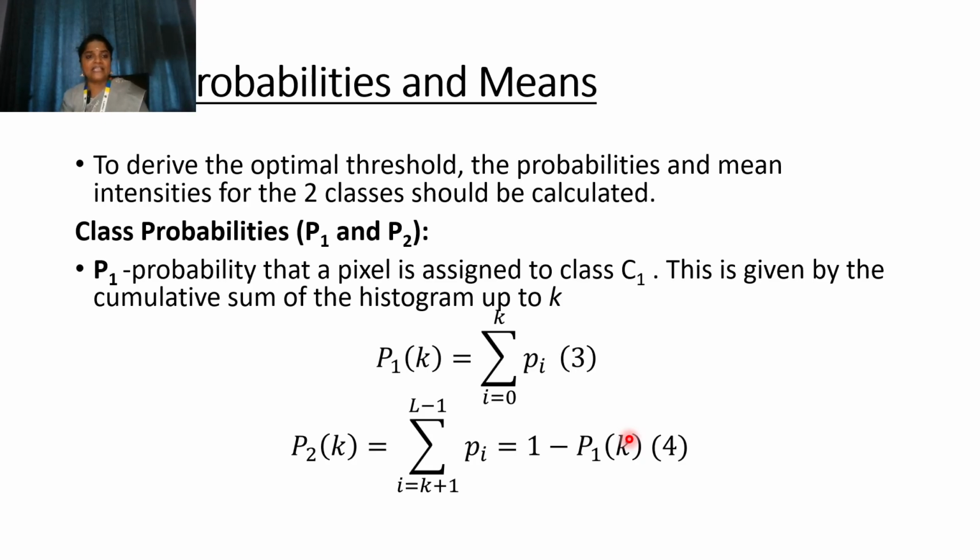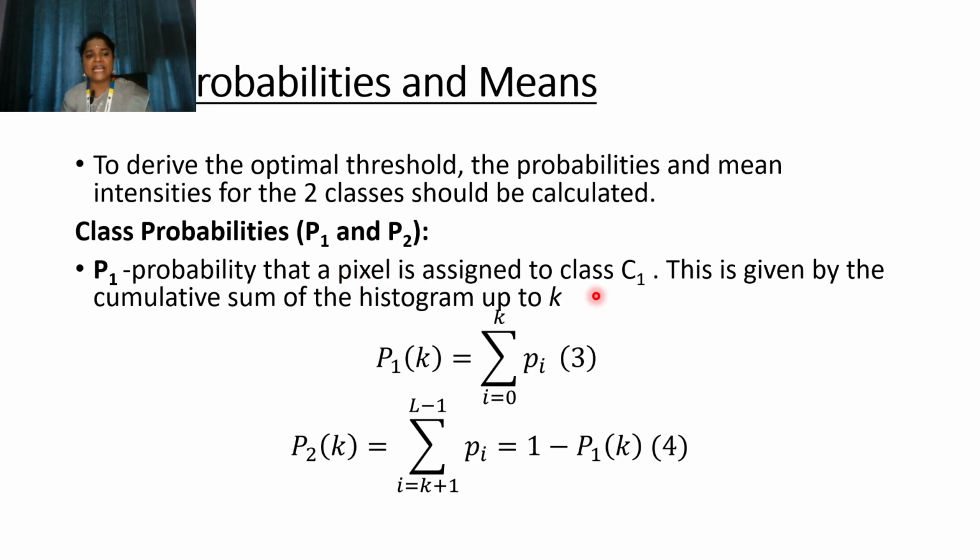After this, we are going to calculate class probabilities and means. So what are the class probabilities? It is the probability that a given pixel belongs to a particular class. We are defining two values, P1 and P2. P1 is the probability that the pixel is assigned to class C1. Similarly, P2 is the probability that the pixel is assigned to class C2.